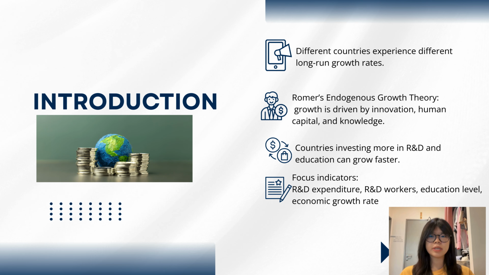Now let me introduce the background of our study. Different countries have different long-run growth rates. In this study, we compared China and the United States. According to Romer's endogenous growth theory, economic growth is driven by innovation, human capital, and knowledge. Countries like China and the United States invest heavily in R&D and education, which help explain their long-run growth performance. So, we focus on R&D expenditure, R&D workers, education level, and economic growth rate.